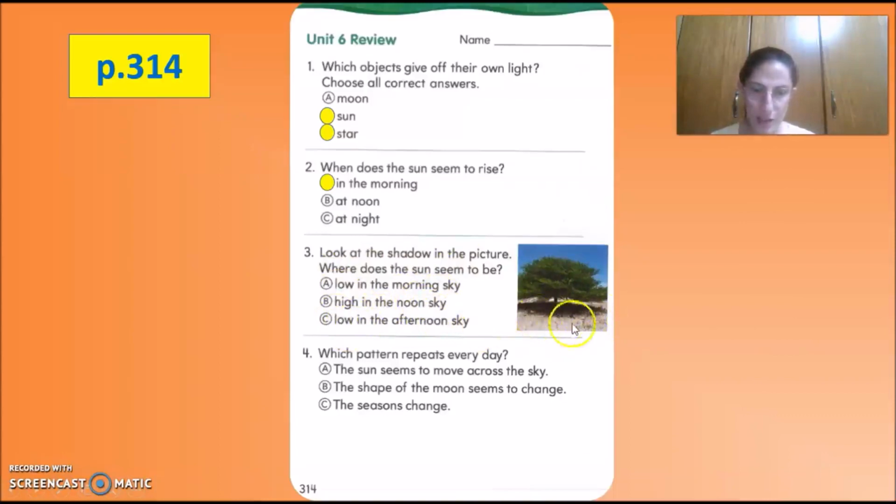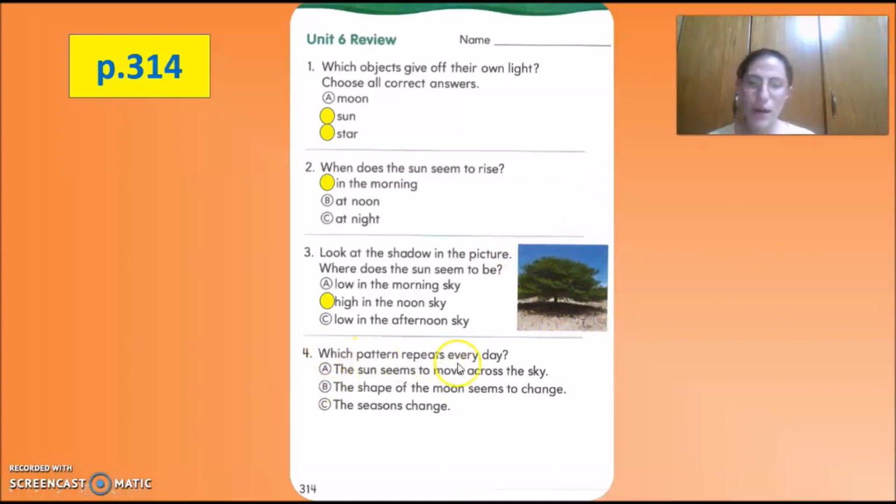So let's spot the shadow. Excellent. The shadow is directly under the tree. Great, which means that the sun must seem to be high in the noon sky, because when the sun seems to be high in the noon sky, the shadow will be directly under us. Okay? Clear so far? So if it was low in the morning sky, the shadow would be on the other side, which means on the left side. If it was low in the afternoon, the shadow would be where? Excellent, on the right side, but it's directly under the tree, which means it is noontime.